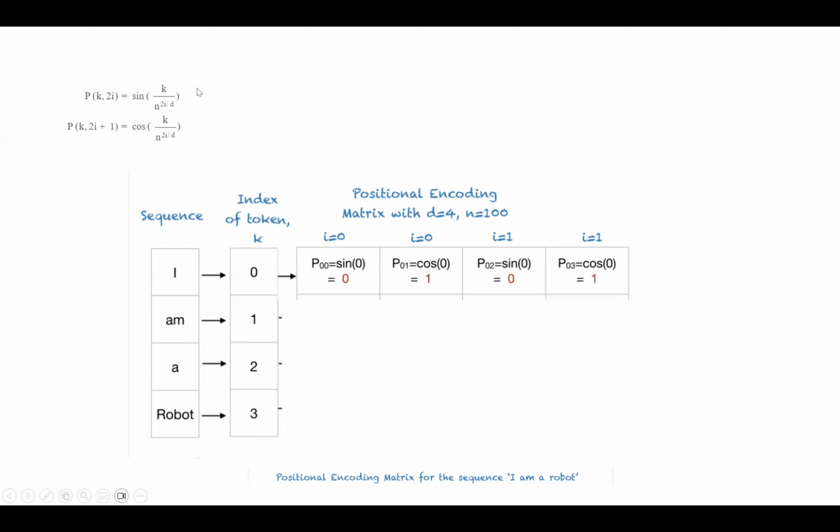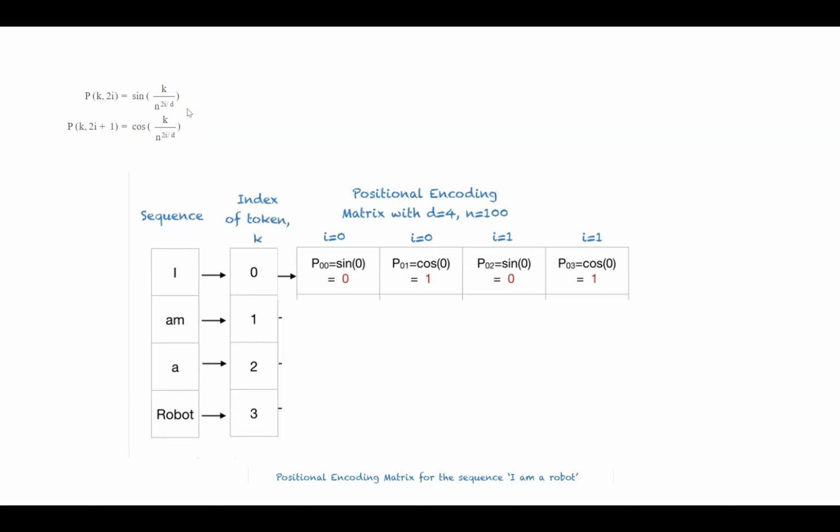So they'll become like that. Once we have k equal to 0, all this will become 0, sine of 0 here, regardless of i, right? Because k is 0, if i is 0 or i is 1, it doesn't matter. So that's why 0, 1, 0, 1. So the first token position encoding will be 0, 1, 0, 1. Yes, simple. So now let's look at when token k is equal to 1.